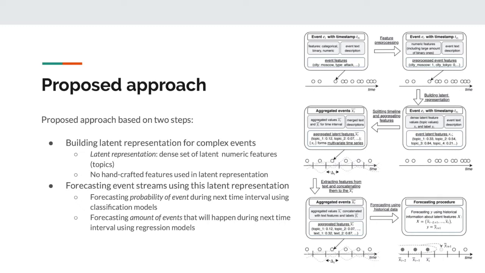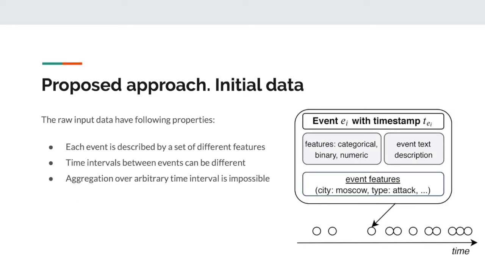So now moving on to our proposed approach, it consists of two steps. The first step handles the complex structure of events and performs mapping from this complex structure to a dense numeric representation in some latent feature space. And the second step is about forecasting event streams using this built latent representation. First of all, let's see some properties of our initial data. Each event is described by a set of different features. Time intervals between events can be different, and aggregation over an arbitrary time interval is impossible. This means we cannot use classic methods for time series forecasting, for example.